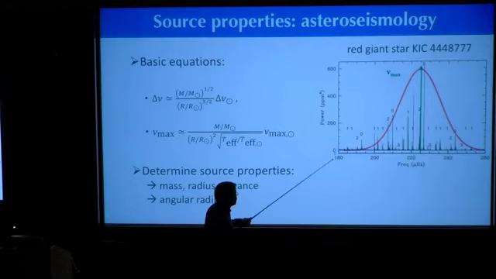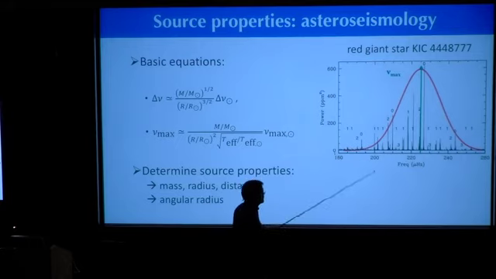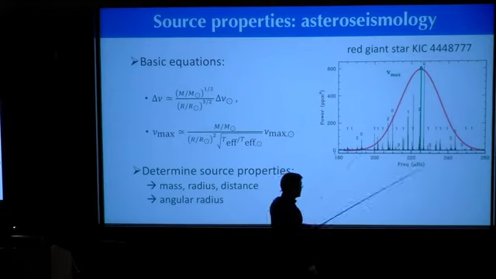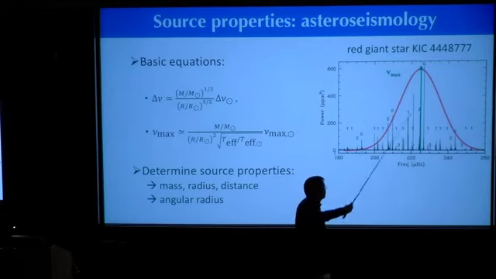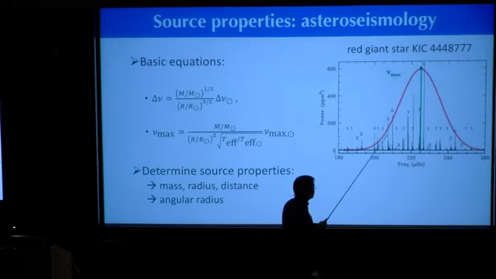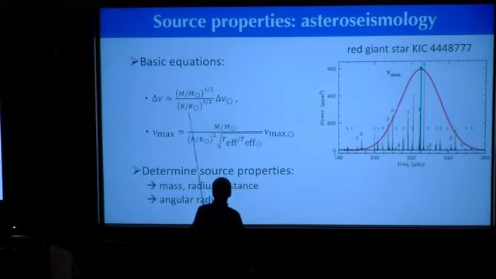It allows us to do seismology. For example, for this red giant star, this is Kepler seismology. When you do a Fourier analysis of a time series, you get a power spectrum as a function of frequency. Usually you get a maximum peak with maximum amplitude corresponding to a frequency nu max, and many distinct Fourier peaks. The frequency difference between adjacent peaks is written as delta nu.